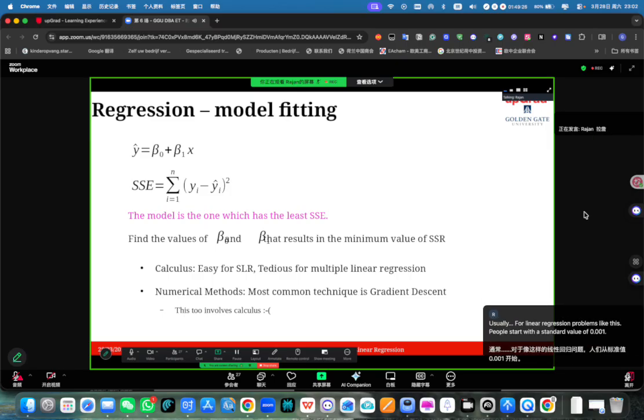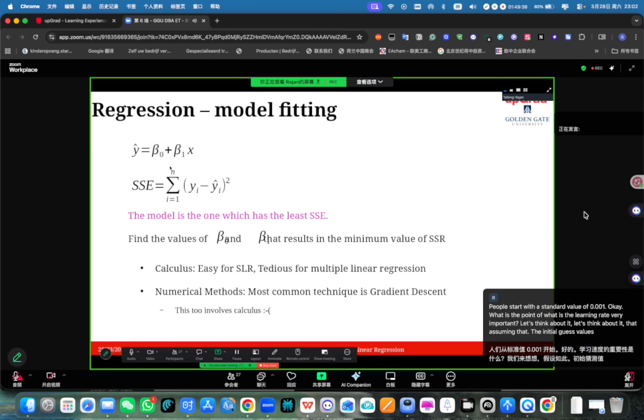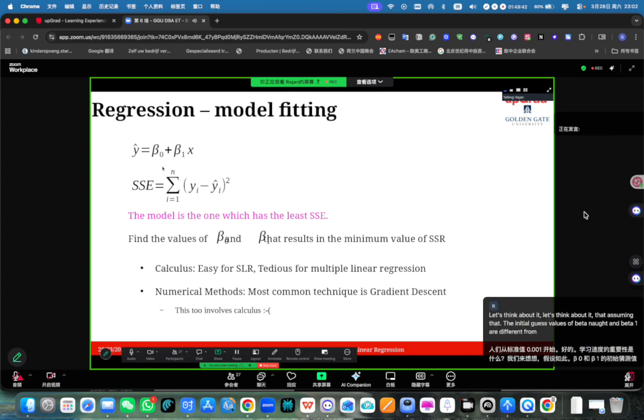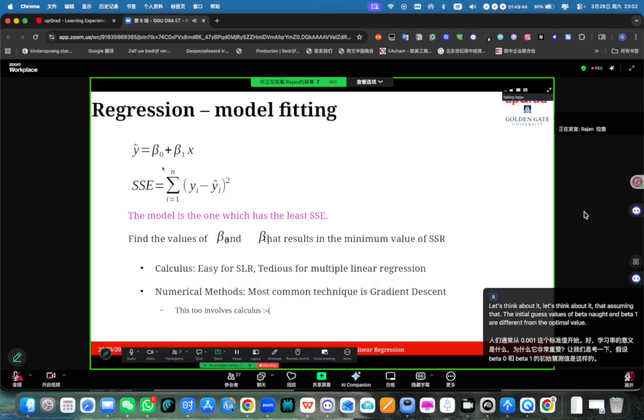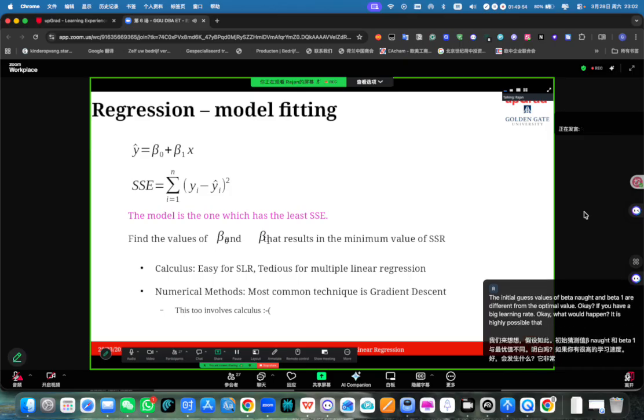Okay. Why is the learning rate very important? Let's think about it. Assume that the initial guess values of beta naught and beta 1 are different from the optimal value. If you have a big learning rate, what could happen? It is highly possible that you might miss the optimal value.